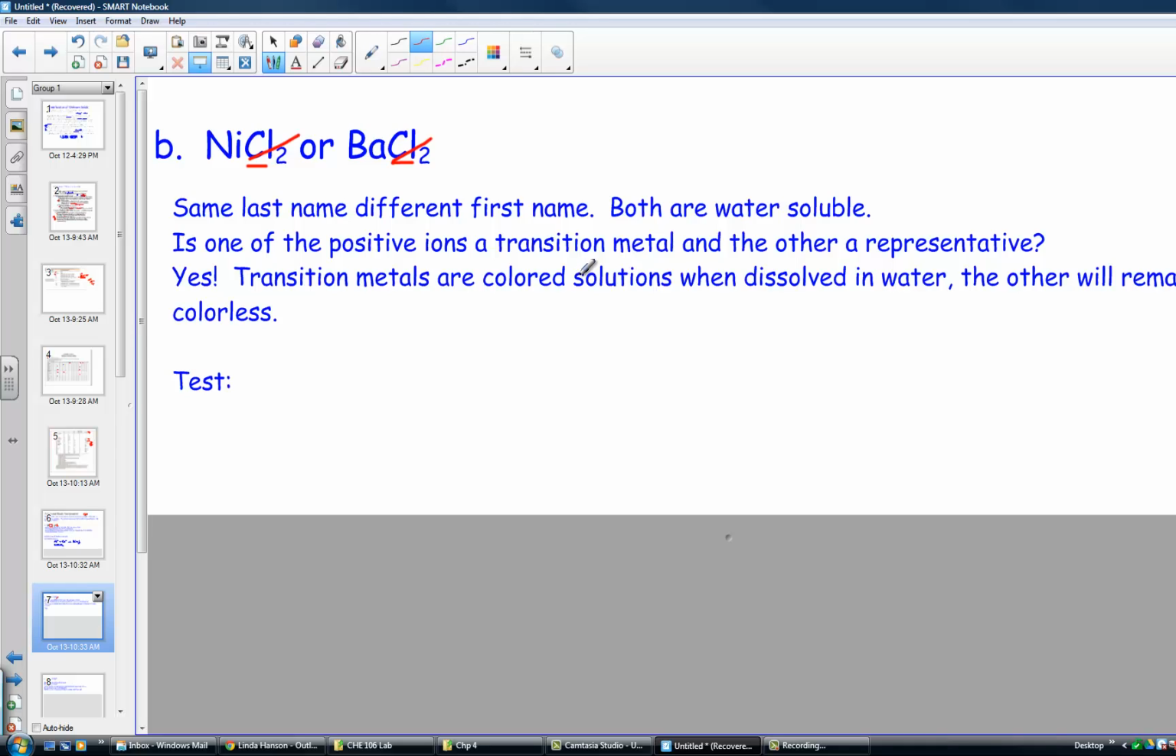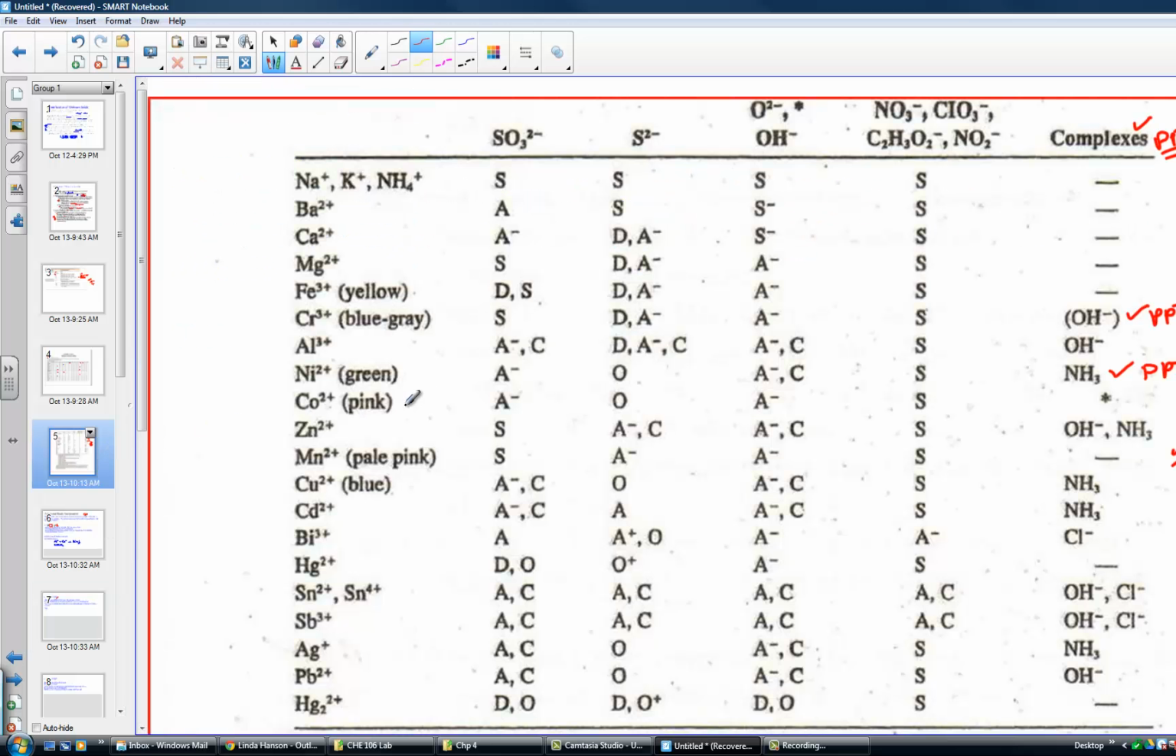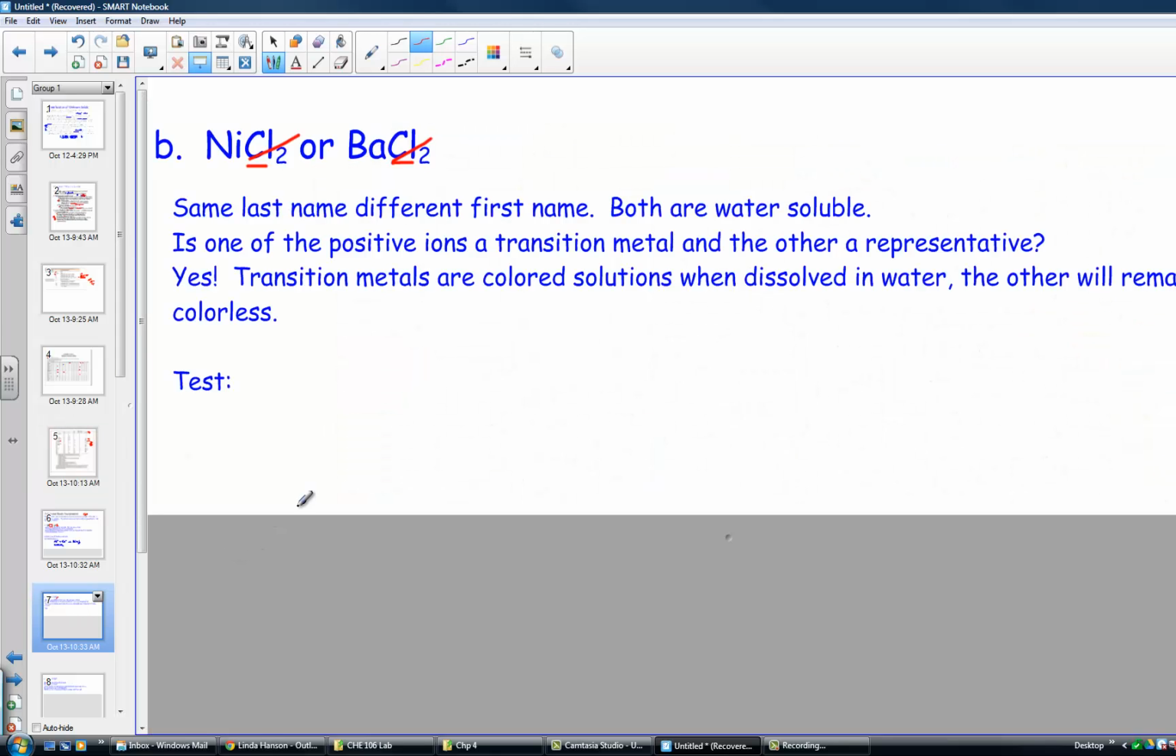So what next? Is one of the positive ions a transition metal and the other a representative metal? And here the answer is yes, indeed. We talked in the previous video about colored solutions. Nickel happens to be a transition metal that when dissolved in water gives the appearance of a nice green color. So I can exploit the different physical properties to tell the difference between nickel and barium chloride. Since nickel is a colored transition metal, all I'm going to do is dissolve those salts in water and see what color it comes out to be.